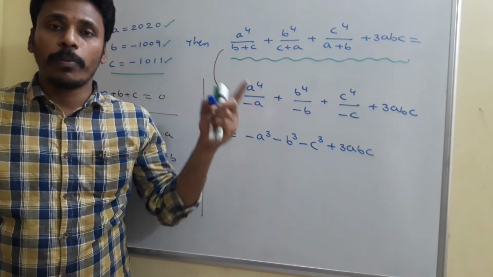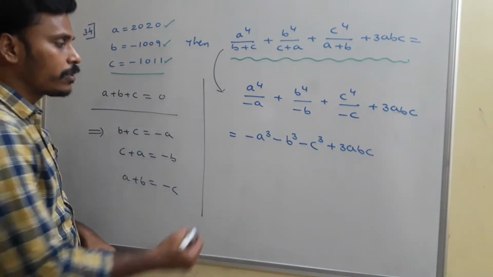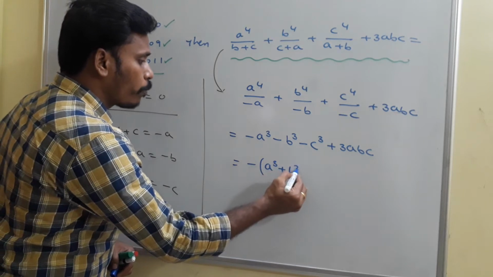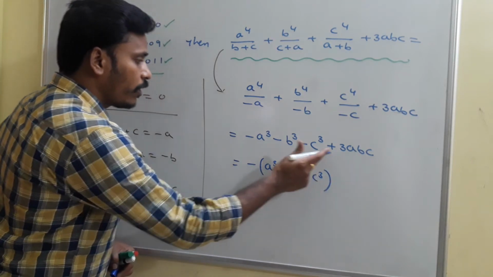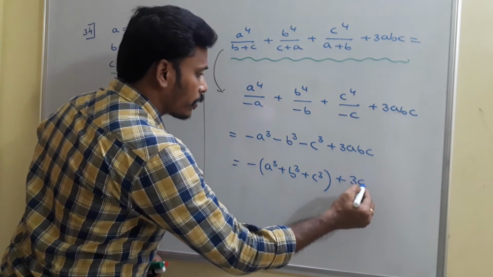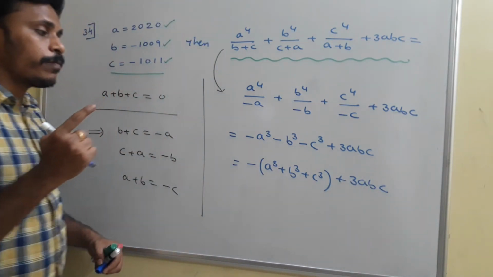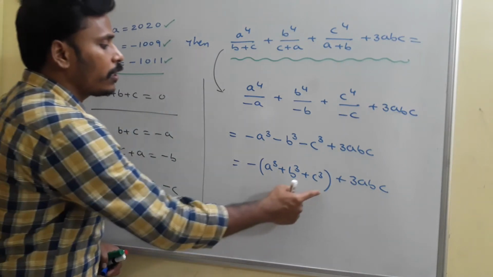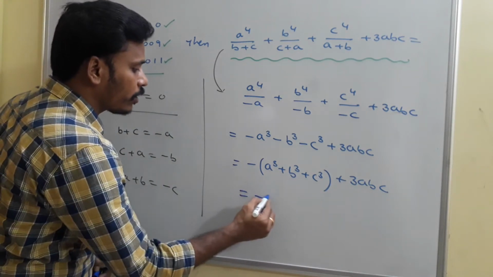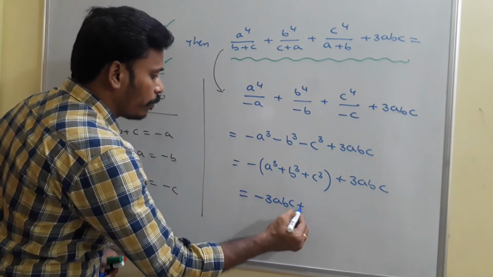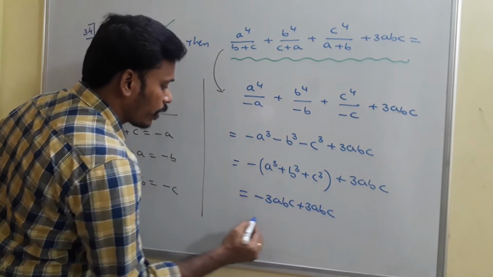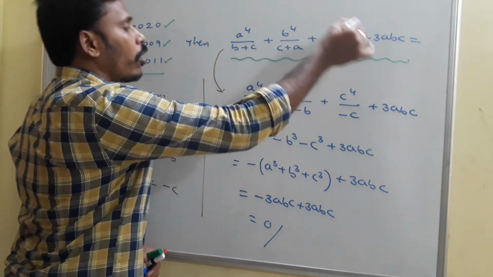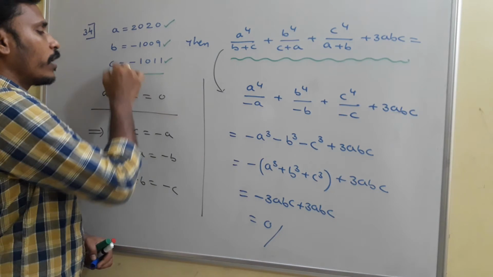A cube plus b cube plus c cube is 3abc. So here you just common out minus of a cube plus b cube plus c cube, these three terms, plus 3abc. Since a plus b plus c is 0 and a cube plus b cube plus c cube is 3abc, you just replace this summation with 3abc. So minus 3abc plus 3abc is equal to 0. So at the end, the value of this algebraic expression is 0 for these values.